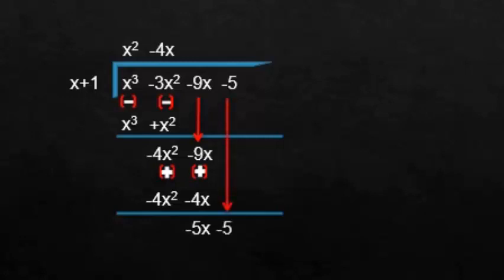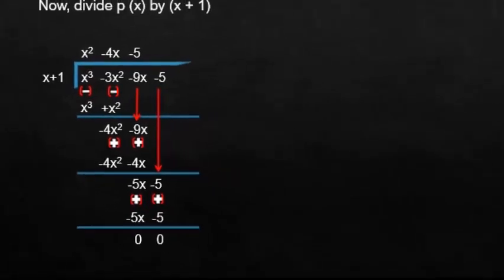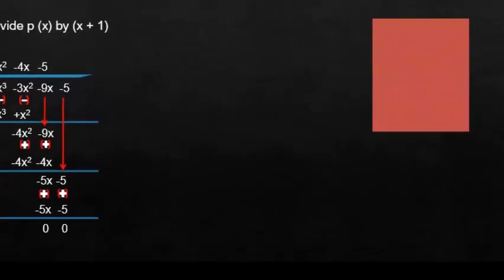Next step, you are bringing minus 5 down. So you will get minus 5x minus 5. Now again, the first term of this is minus 5x, and you are dividing it with x. Minus 5x divided by x gives you minus 5, which you write in the quotient's place. Again, when you multiply, minus 5 into x gives you minus 5x, and minus 5 into 1 gives you minus 5. And when you subtract, minus 5x minus minus 5x gives you 0. Minus 5 minus minus 5 gives you again 0. So the remainder becomes 0. What is the quotient here? X square minus 4x minus 5.